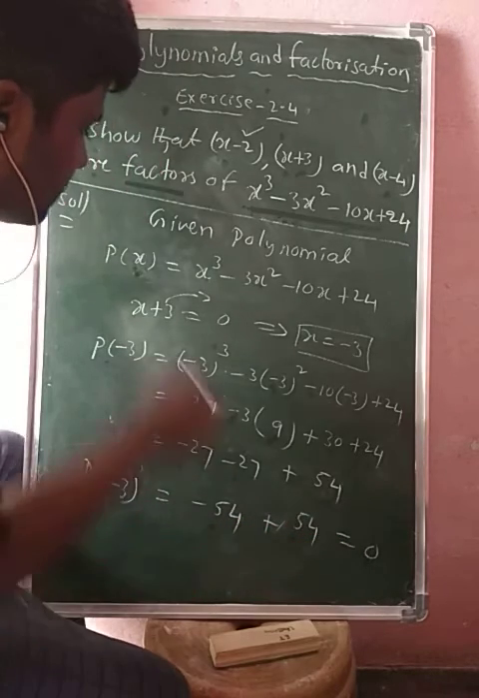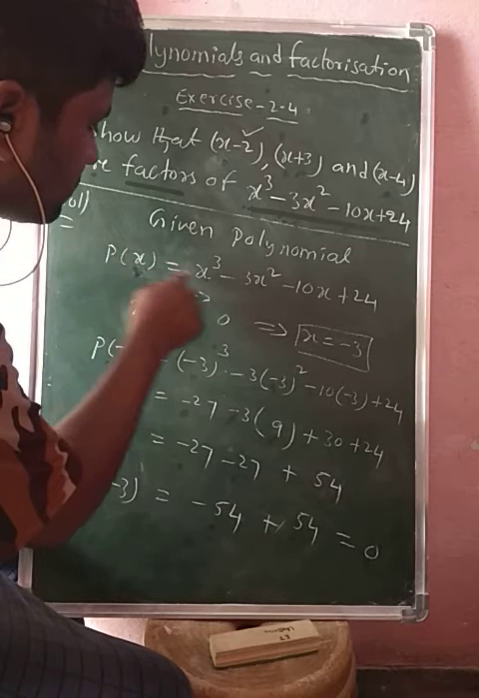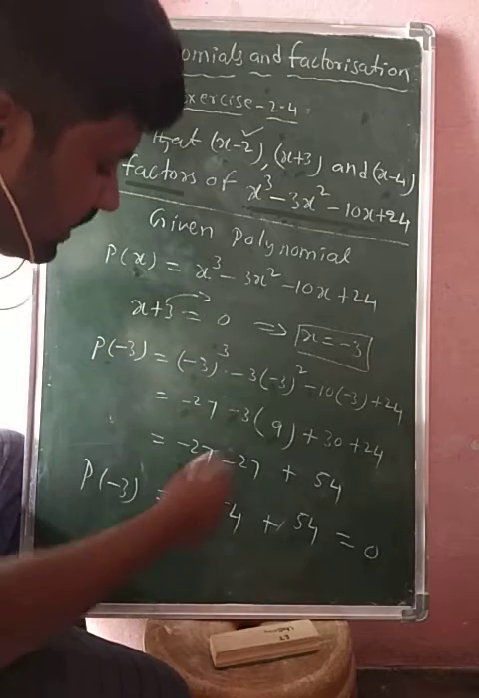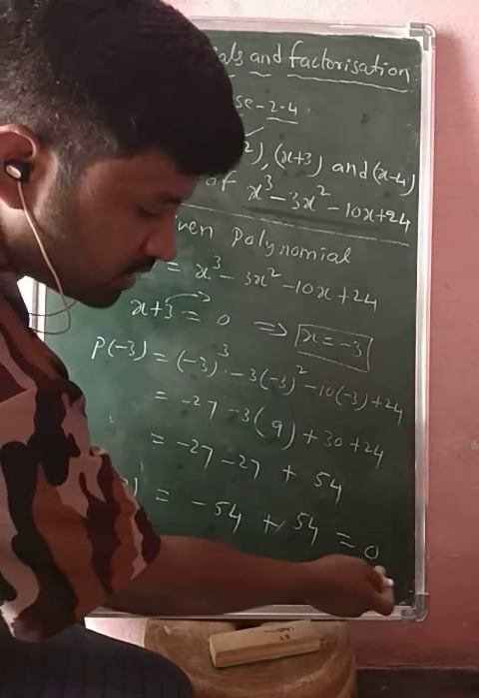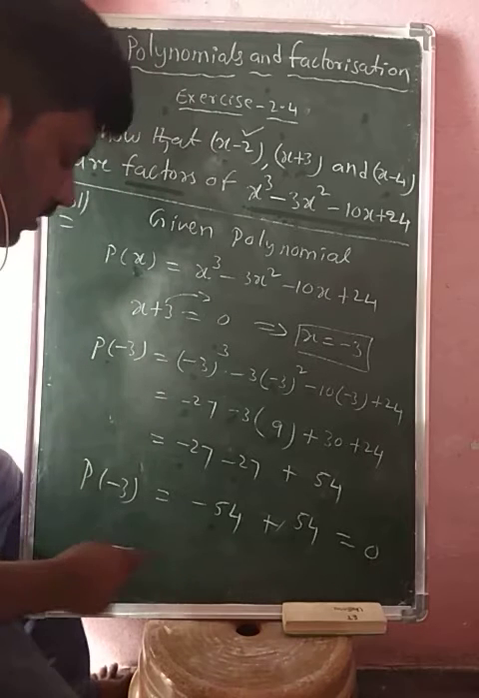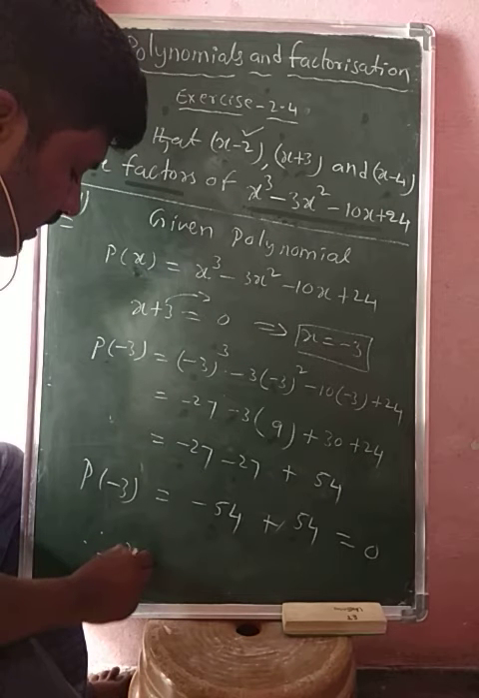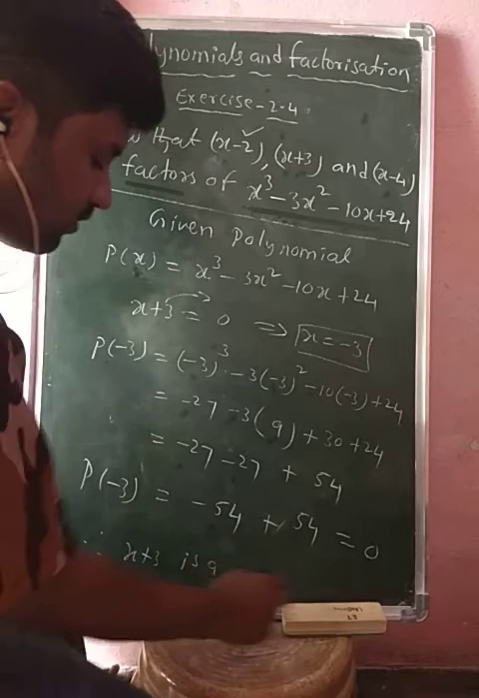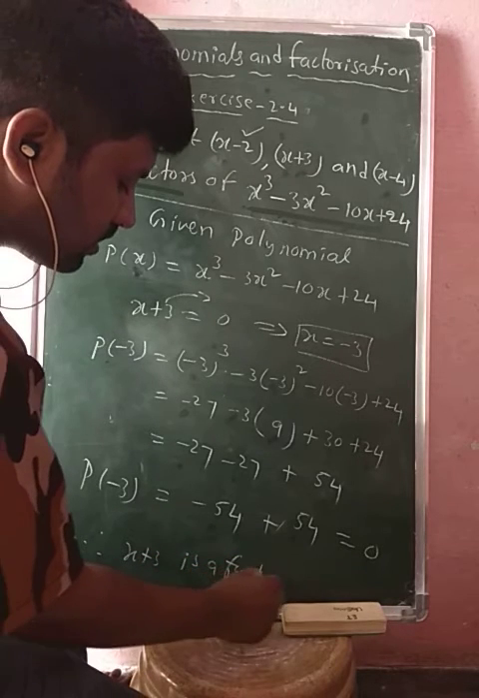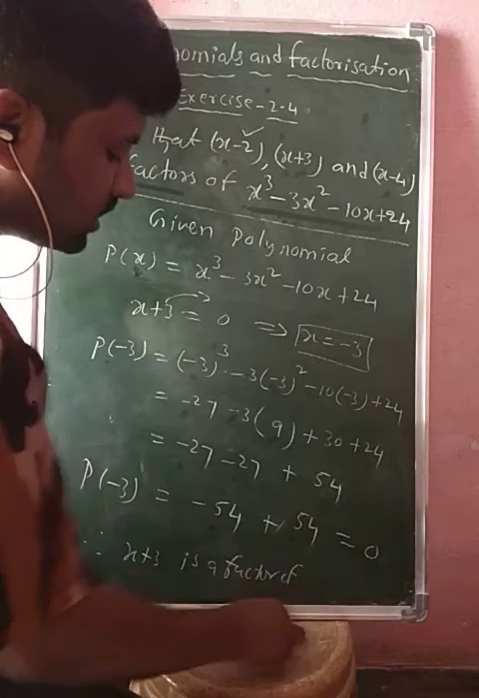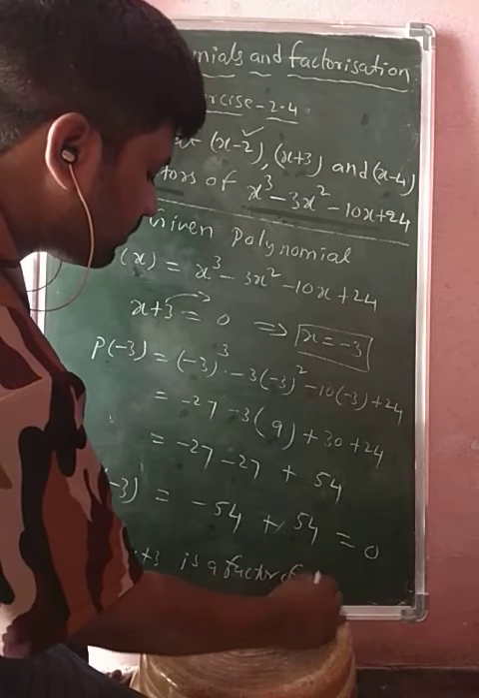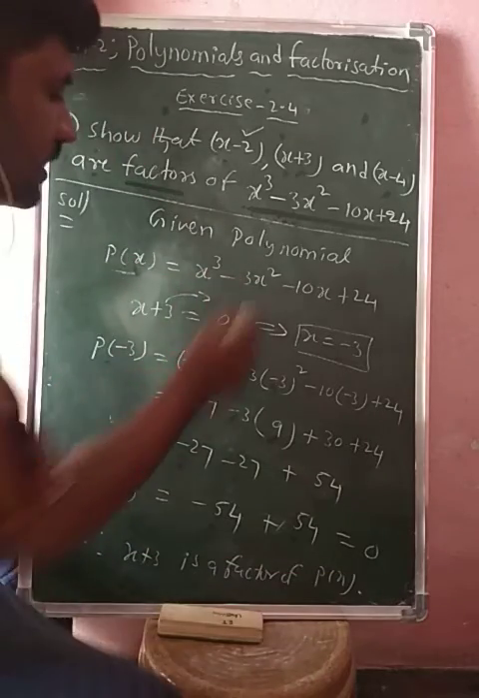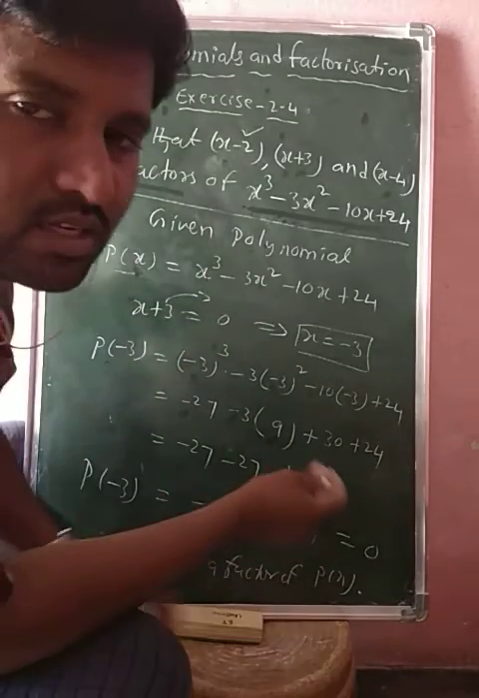So when we replace x plus 3 with its value in the polynomial, the value of the polynomial becomes 0. So therefore we can say that x plus 3 is a factor of the polynomial p of x.